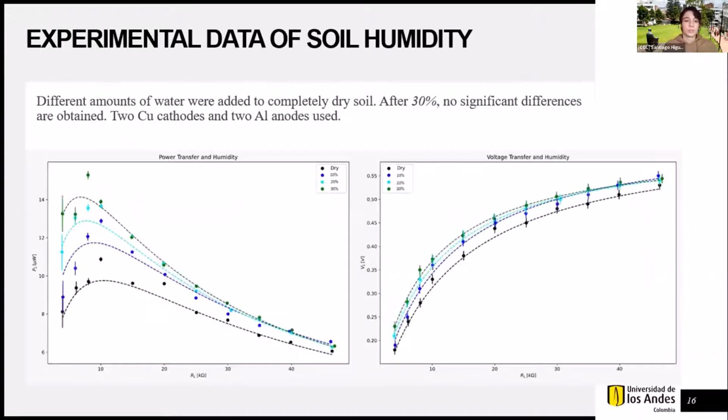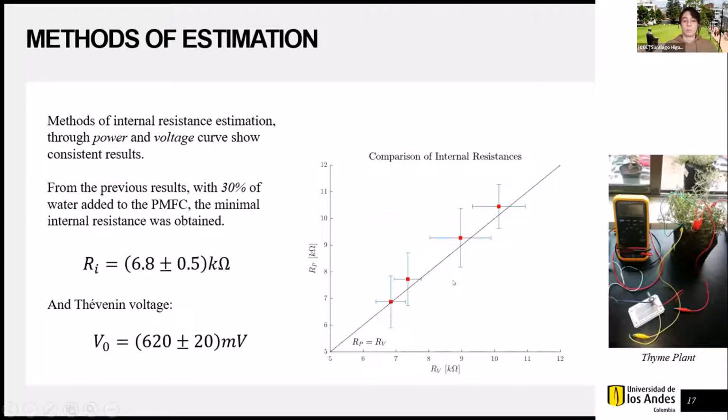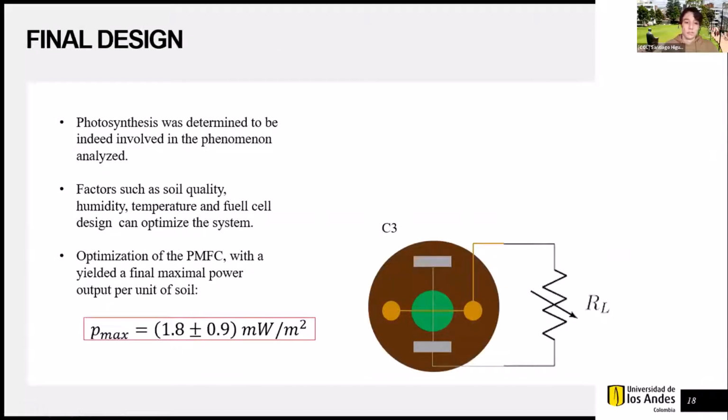So we compared the two methods of estimation, basically the two curves, the power and voltage transfer curves, and we obtained a pretty good matching between the internal resistances that we could estimate. Through humidity, we could minimize the internal resistance to about 6.8 kiloohms, and the Thevenin voltage that we obtained was of around 620 millivolts. So our final design that we implemented was this minimization, and what we could obtain from this was an optimal power per unit of soil area of about 1.8 milliwatts per meter squared, which is significantly lower than one would expect in major power systems. But given the problem, that is what we could minimize to.